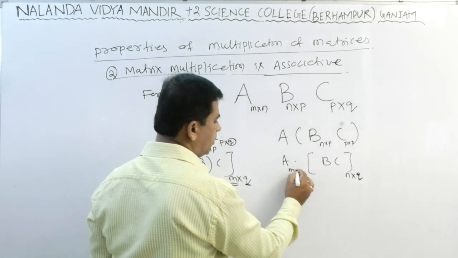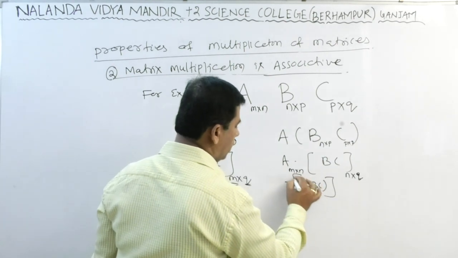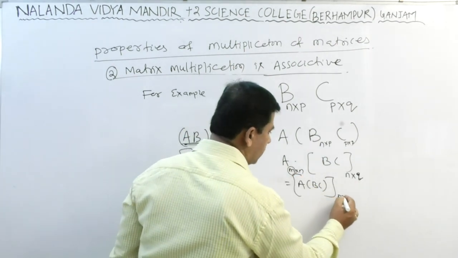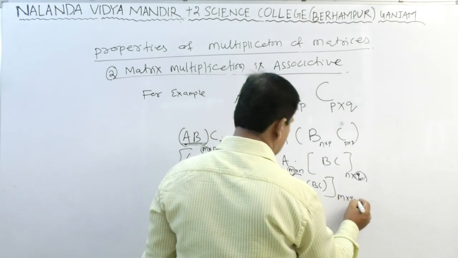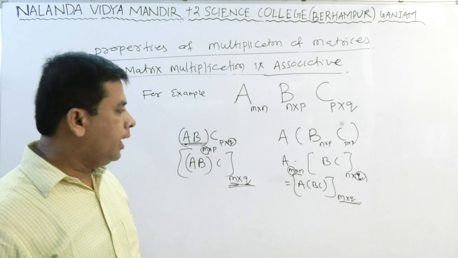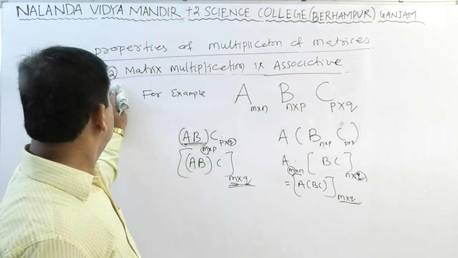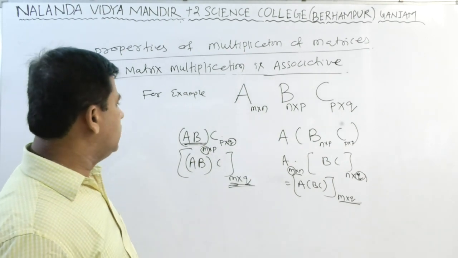The order of A is M cross N. So for A into BC, the number of rows is M and the number of columns is Q. Therefore, both are of the same order. Then we compare corresponding elements. In general, matrix multiplication is associative.